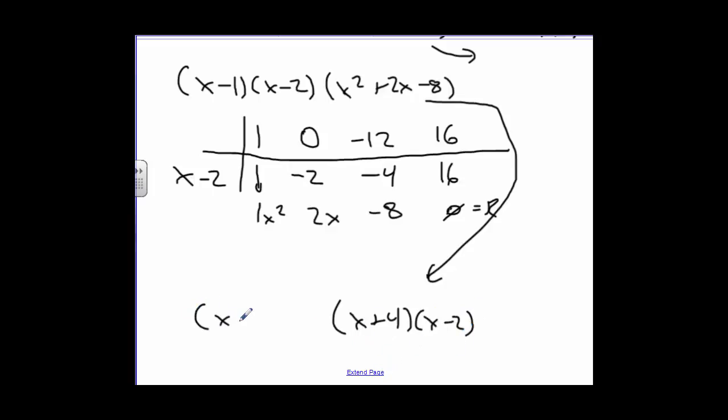So our final answer in factored form is this. It appears that there are 4 factors, although the x minus 2 factors in there twice. So if you were asked for roots, there'd be a root at 1, 2, and negative 4.